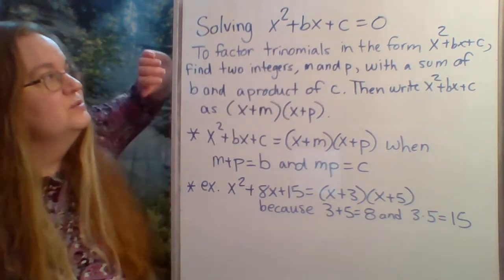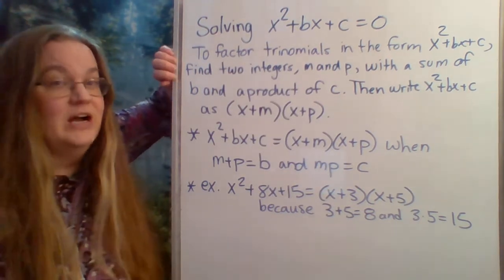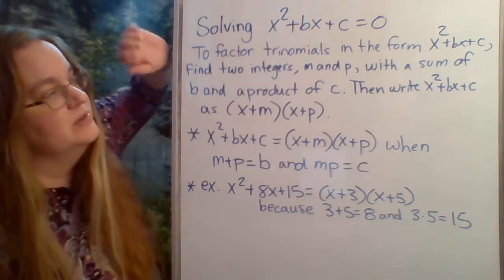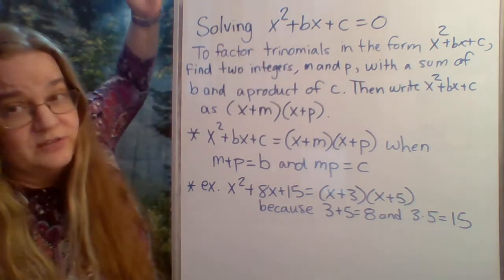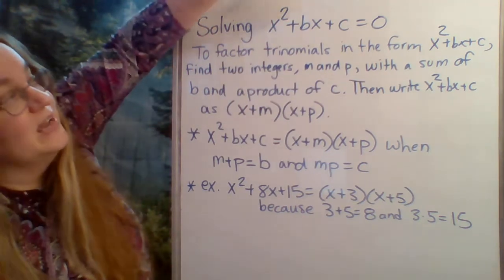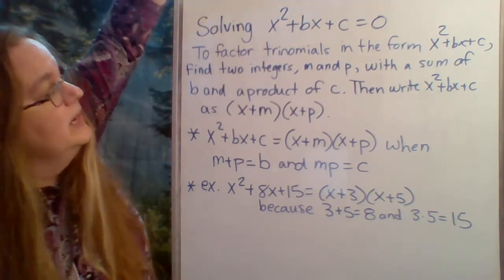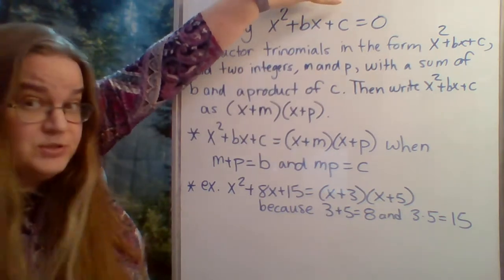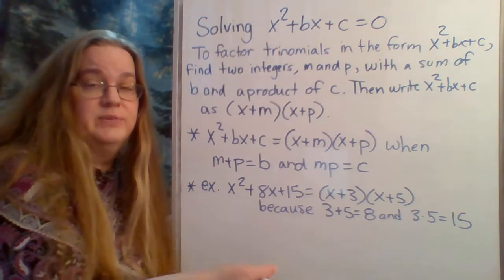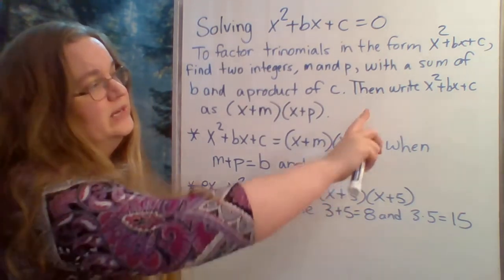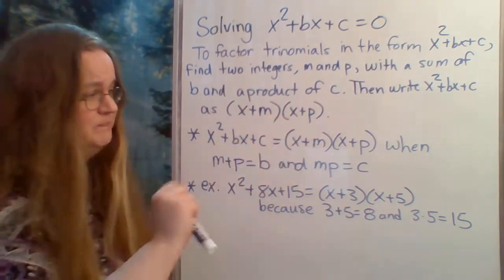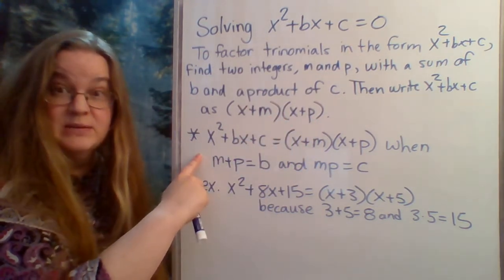Okay, so basically when we're factoring, we're looking for two integers, so that means they could be positive or negative, but we're not talking fractions or decimals, with a sum of b, so they have to add together for the middle term, and a product of c, so they multiply together to give me c. And those are my two clues that's going to allow me to write the binomial. Okay, and then we're going to write it as these two binomials. Okay, and this is the same thing in symbols.